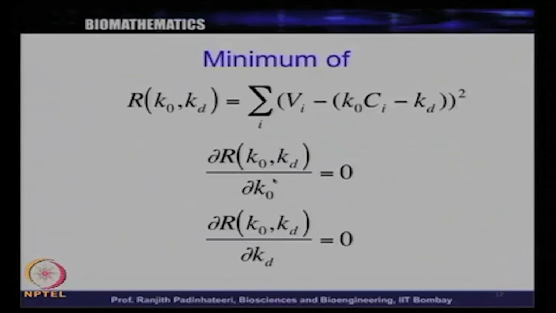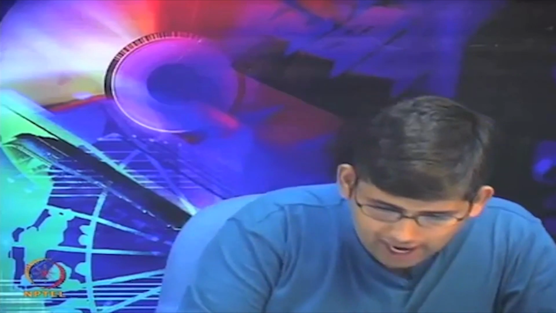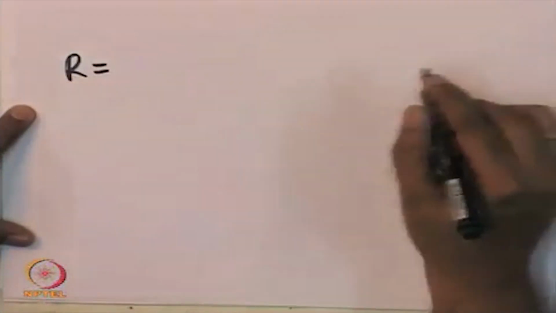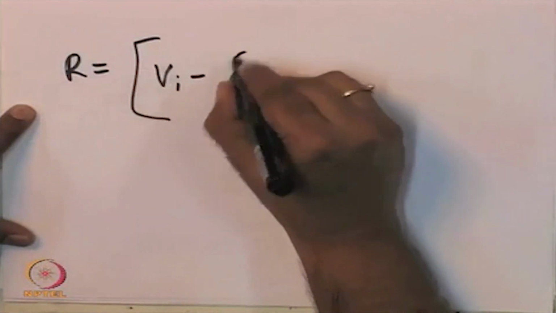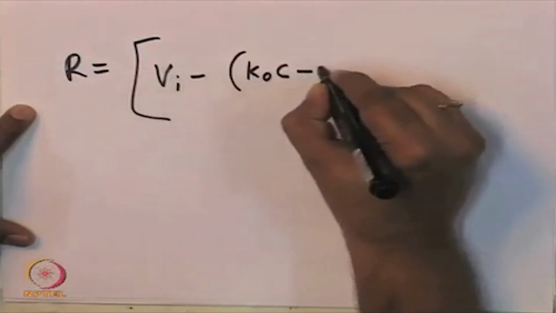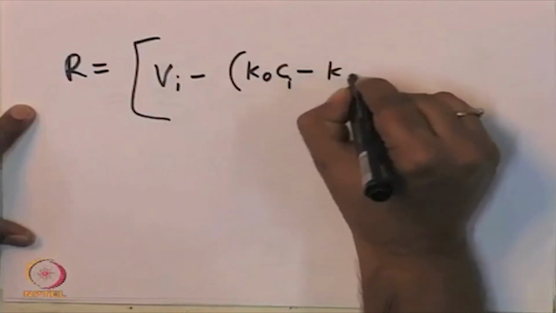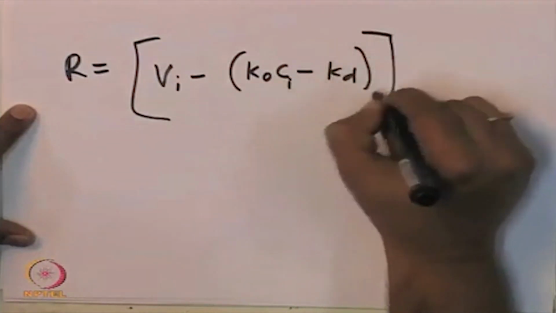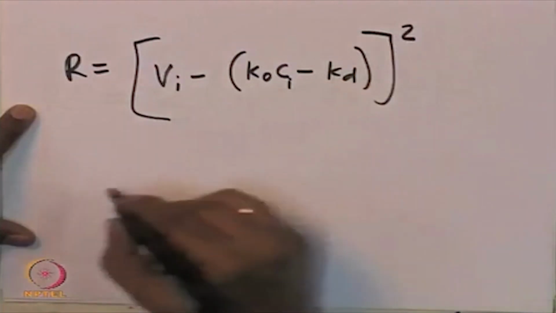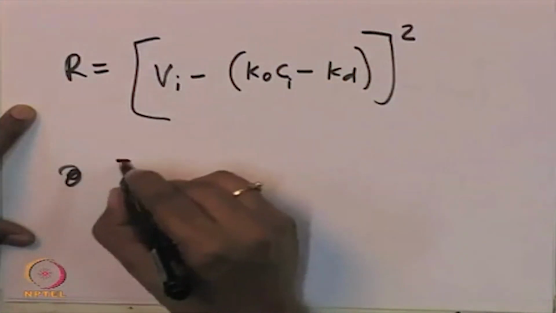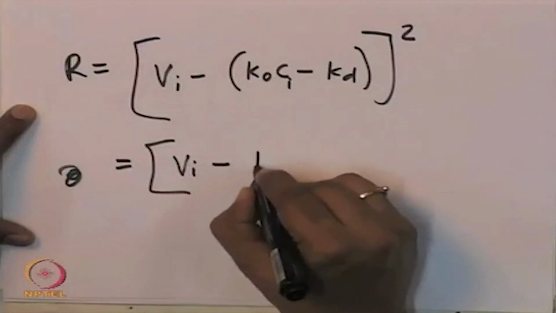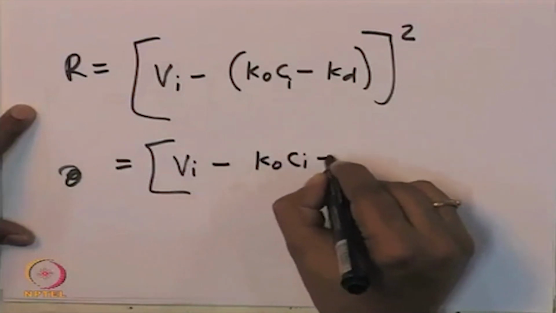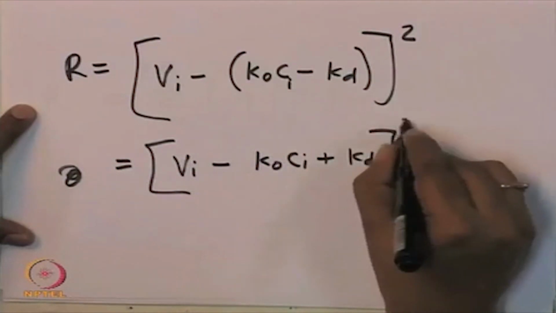So, let us look at this function we have here. What is the function we have? We have R is equal to Vi minus k0 Ci minus kd, whole square. Now, this can be written as Vi minus k0 Ci plus kd, whole square.